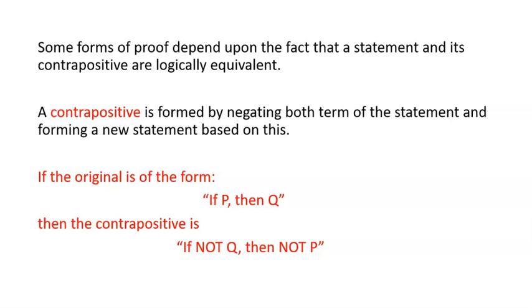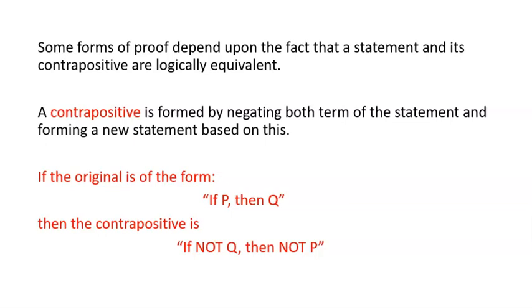Now, some forms of proof depend upon the fact that a statement and its contrapositive are logically equivalent. Now, this doesn't necessarily hold for every single statement that's out there, but a lot of forms of proof depend on it. Now, a contrapositive is formed by negating both terms of the statement and forming a new statement based on this, which is essentially the negated version of the original. So for example, if the original form is of if P then Q, then the contrapositive of that is if not Q, then not P. So originally, if this happens, then this happens. The contrapositive of it is if this doesn't happen, then the original thing doesn't happen.